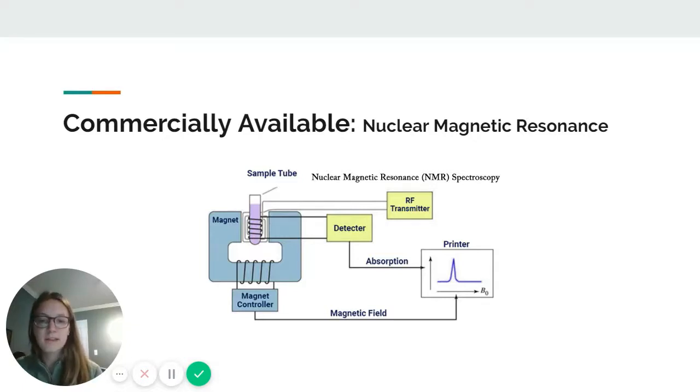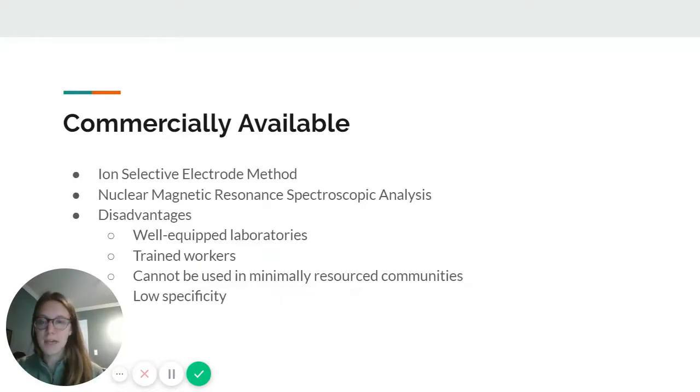There are some downsides to these commercially available methods. They need well-equipped laboratories and trained workers. This means that they cannot be used in minimally resourced communities. And they also have low specificity. So this article sought out to help address some of these problems.